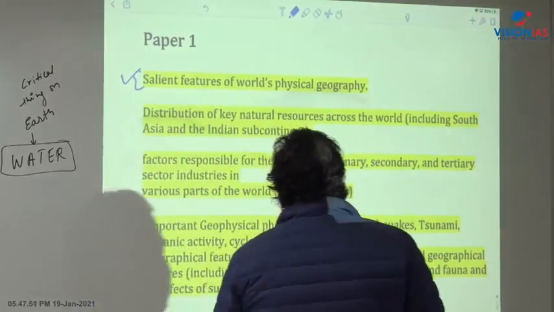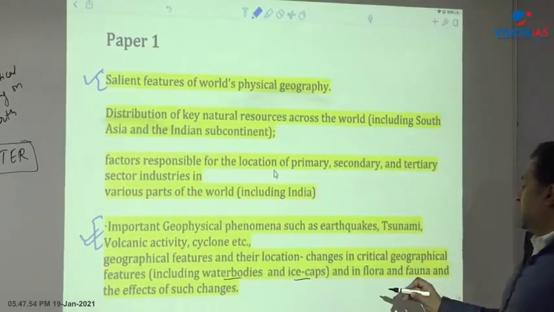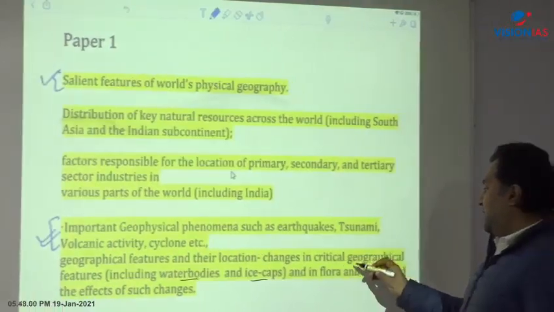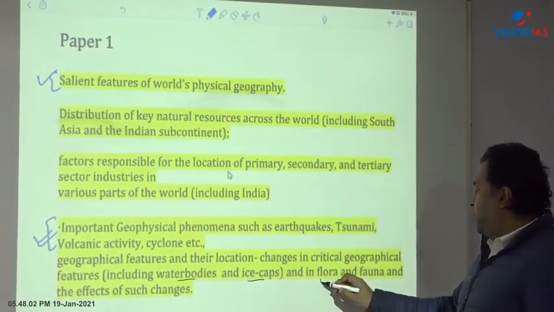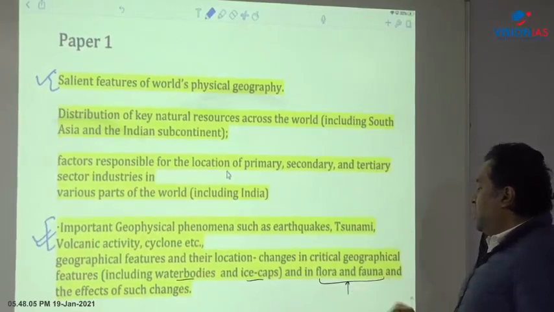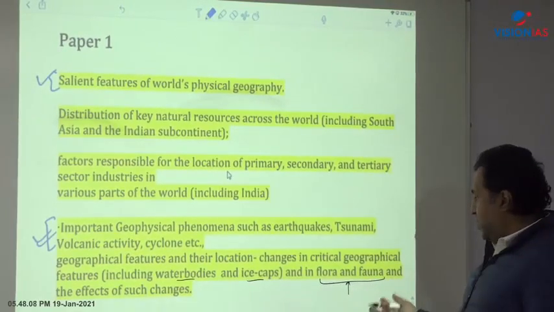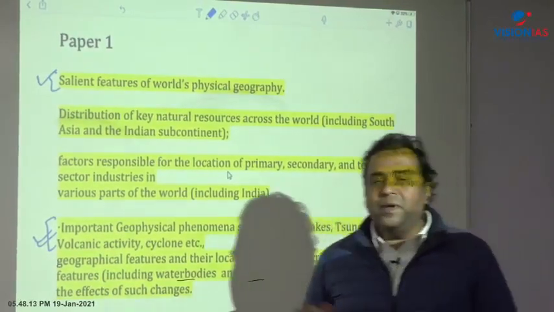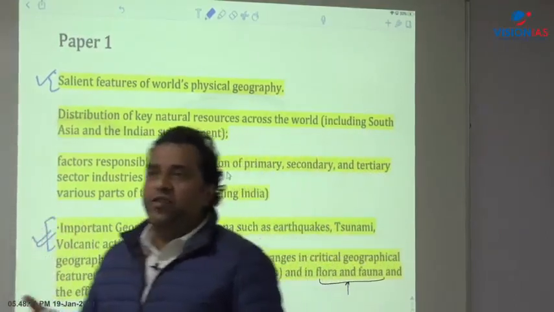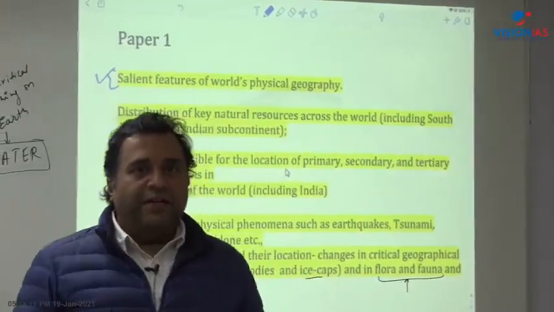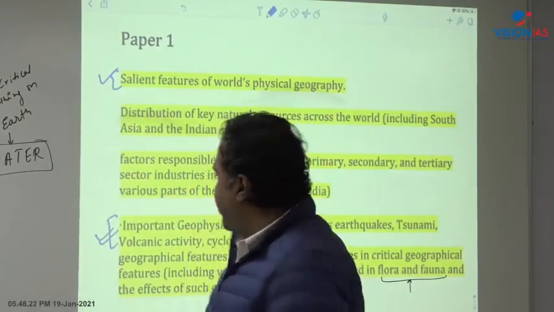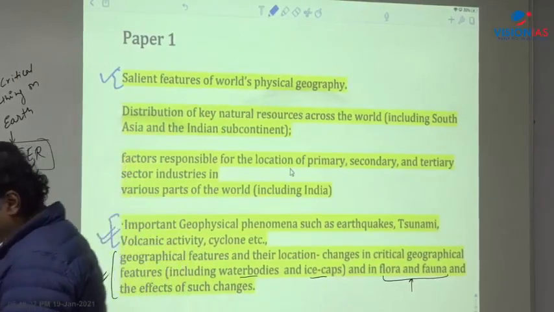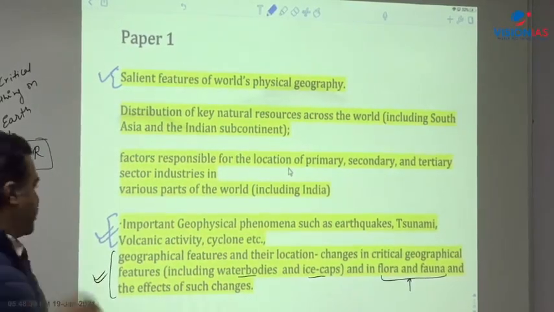So water bodies and ice caps, and critical geographical features, changes in the critical geographical features such as water bodies and flora fauna. Why flora fauna? Flora means all the plants, and fauna is all the animals. So all the plants and all the animals, because they give us the surrounding in which we live. Okay, so this is the part of the syllabus where we are talking of geographical features.